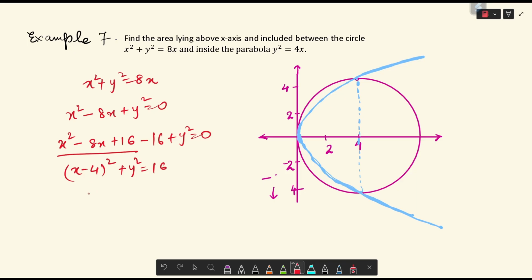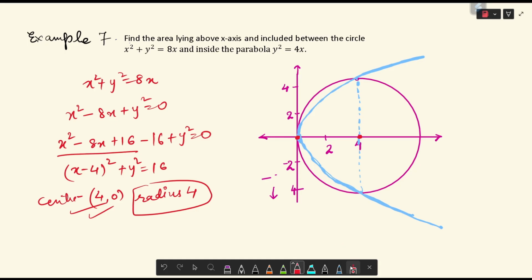सो जो सर्कल है हमारा इसका सेंटर क्या है 4,0 और इसकी रेडियस क्या है रेडियस 4. Center is 4,0 and radius is 4. So we have make a circle with center 4,0 and radius 4. Okay, so it will pass through origin.